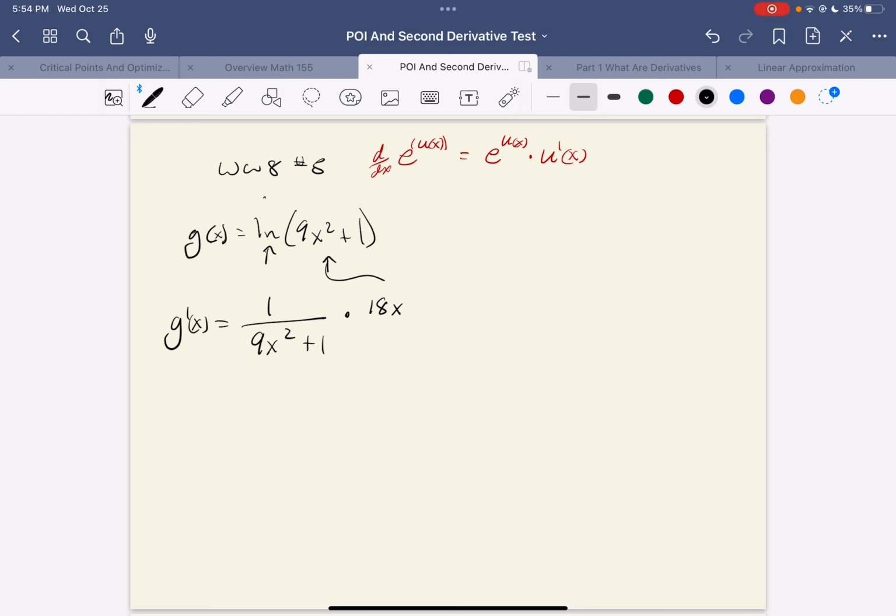Right, so what I used was the derivative of natural log x is 1 over x. And if there's something more complicated in here, like some kind of function, it comes down, and then you multiply it by the derivative of the inside. Okay, so let's clean this up a little bit. Let's move that 18x over here. 18x. All right, now we need to take another derivative. Let's go ahead and use that quotient rule.